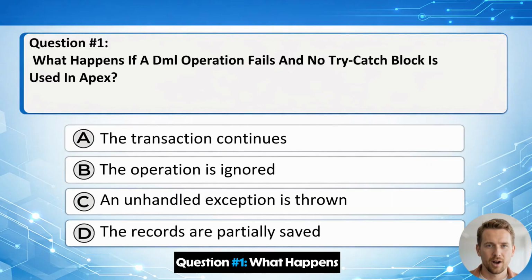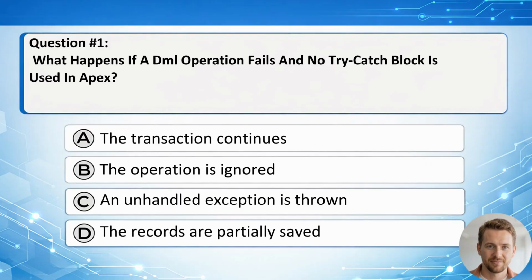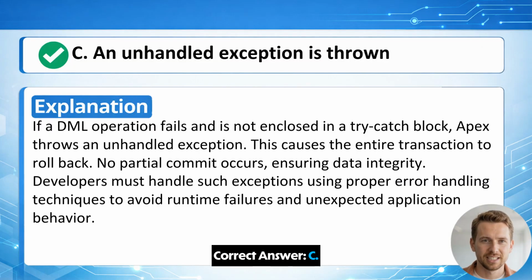Question number 1. What happens if a DML operation fails and no try-catch block is used in Apex? A. The transaction continues. B. The operation is ignored. C. An unhandled exception is thrown. D. The records are partially saved. Correct answer, C. An unhandled exception is thrown.